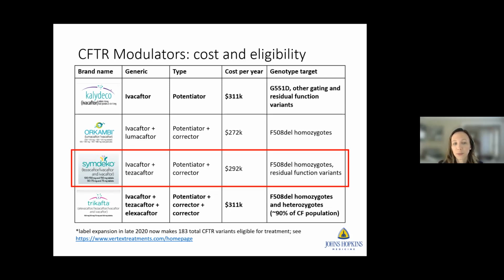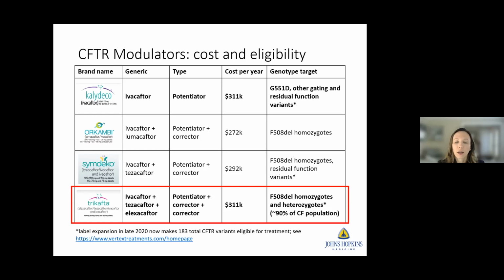Next came a drug called Symdeko, which is another type of potentiator plus corrector treatment. This also targets individuals with 2 copies of delta F508, as well as some people with other residual function variants. It's a very similar mechanism to the ivacaftor-lumacaftor combination, but it's a little better tolerated. You get a good response, it's not a great response.